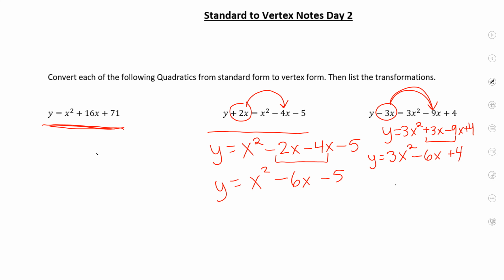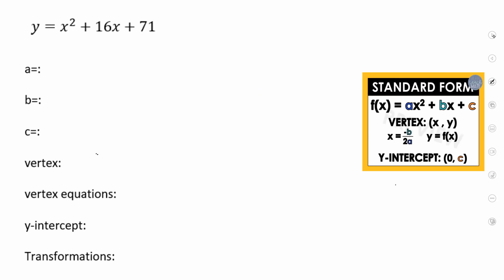So this is my quadratic in standard form. You just have to do a little bit of algebra in the beginning. Okay, so now that these are in standard form, we can now convert these into vertex form. I'm just going to go to the next slide. The first one we know how to do. We did that yesterday. I'm going to do the second one.